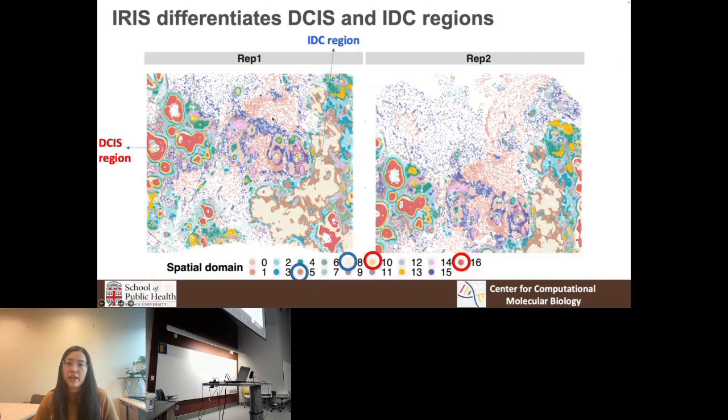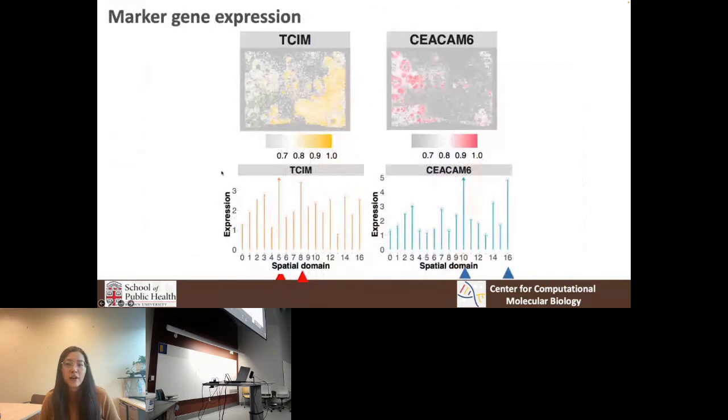So here are the results of IRIS. We show the domains we detected. We can see that IRIS can clearly identify 4 distinct tumor domains, including 2 DCIS domains, which are non-invasive forms of breast cancer, and 2 IDC domains, along with other domains belonging to the tumor microenvironment, such as immune-related domains and tumor stroma regions. Specifically, domain 5 and domain 8 represent the invasive ductal carcinoma region, while domain 10 and domain 16 represent the DCIS region. And we further checked the marker genes.